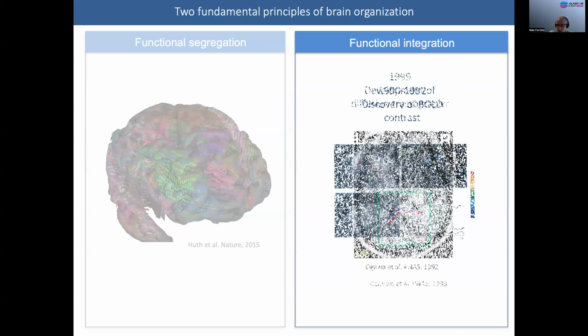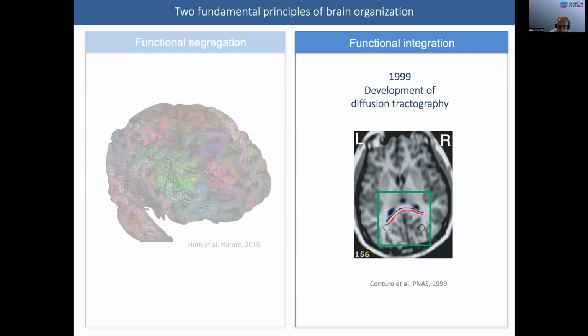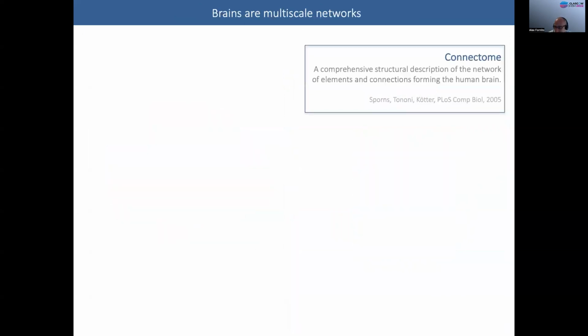And shortly afterwards, we also had the development of diffusion tractography, which really revolutionized our ability to generate maps of anatomical connections between brain regions non-invasively. So if you then fast forward to 2005, the techniques had advanced to the point where we had Olaf Sporns, Giulio Tononi, and Rolf Kötter in this key paper calling for a map of the human connectome. And they define the connectome as a comprehensive structural description of the network of elements and connections forming the human brain. So the two key ingredients of this definition is a structural description. So we're really talking about the physical or anatomical links between brain regions, essentially a wiring diagram.